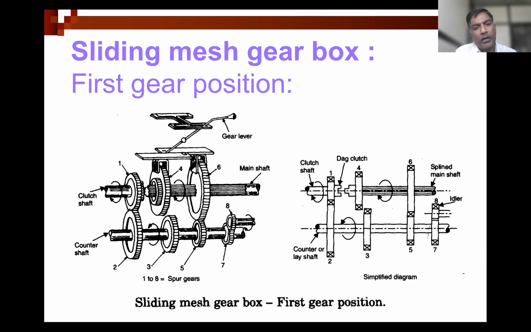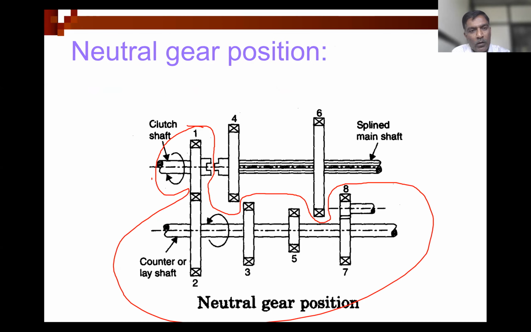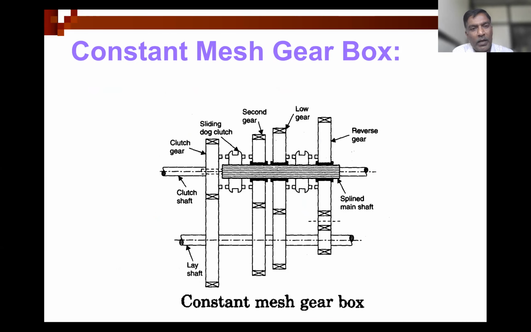So here, though it is simple in construction, there are some disadvantages of the sliding mesh gearbox. So there may be crashing of the gear teeth that will damage the teeth. So how to avoid that? There should be some improvement, and that has been made by providing constant mesh between the gears on the main shaft and the lay shaft. So you can see this simplest figure for the constant mesh gearbox.